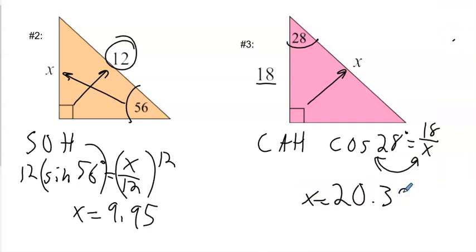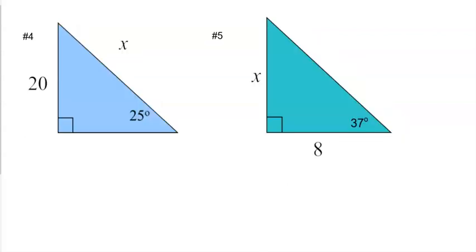Does that make sense? Well, 18 is one leg. Hypotenuse has got to be bigger. 20.39 makes sense.